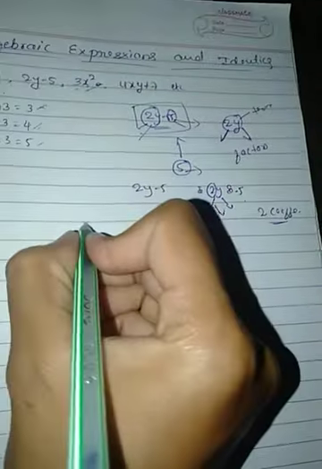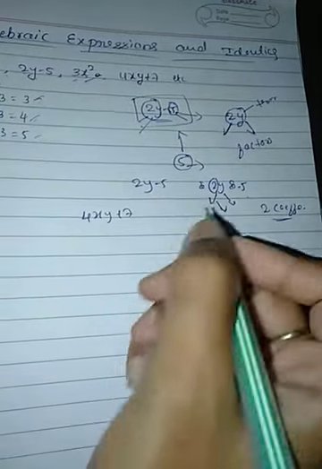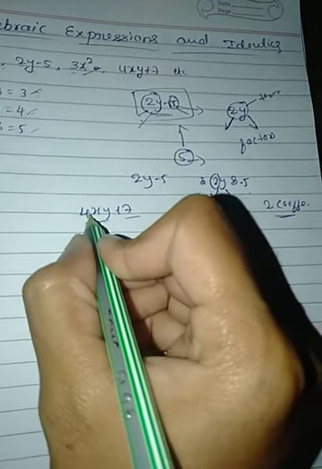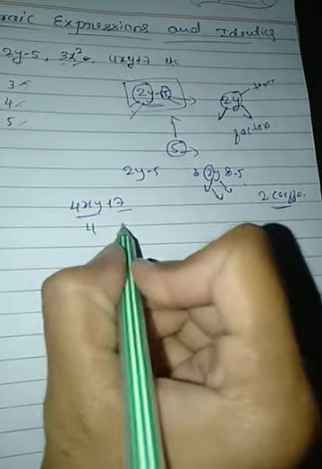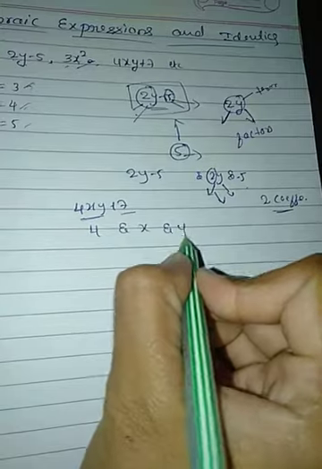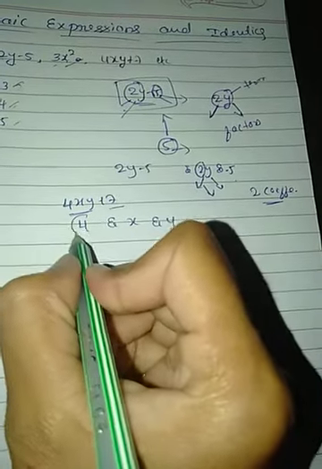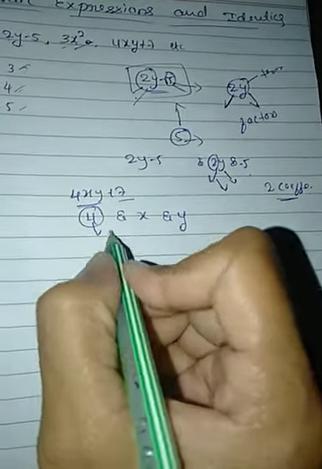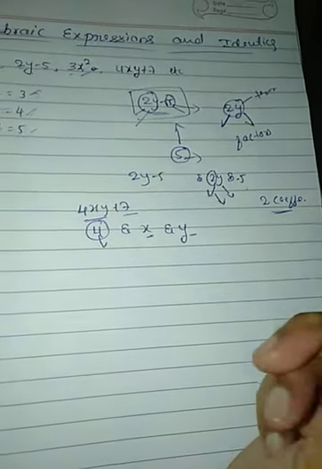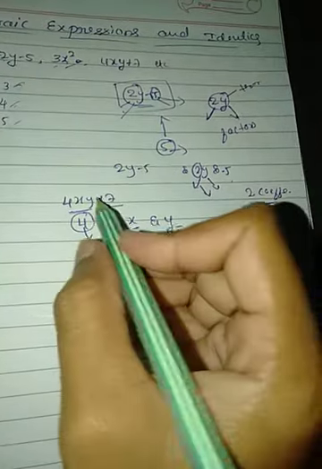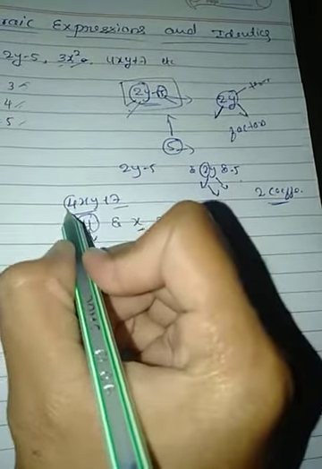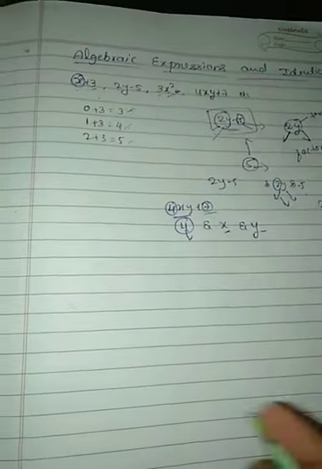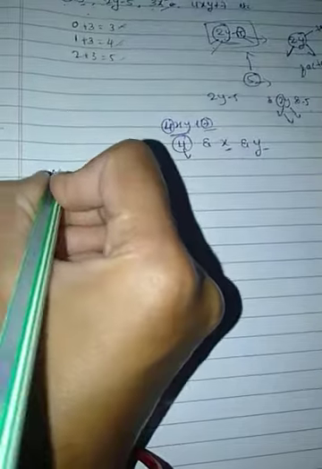If you take 4xy plus 7, here the terms are 4xy and 7. The term 4xy is made up of three factors: one is 4, another one is x, another one is y. Here the numerical factor is 4. This 4 is called the coefficient of xy. So in 4xy, the 4 is the coefficient of xy, and the 7 is a constant. Next one is monomials.